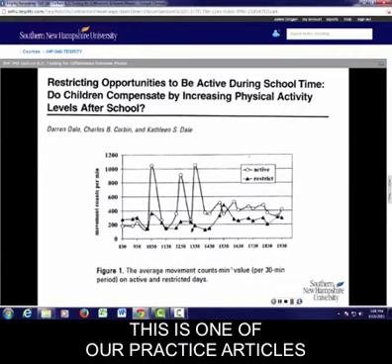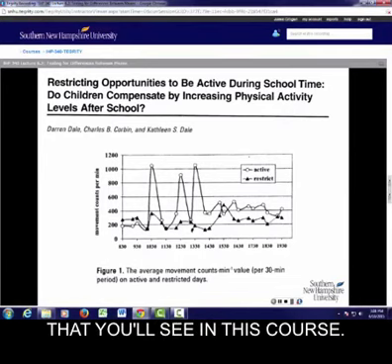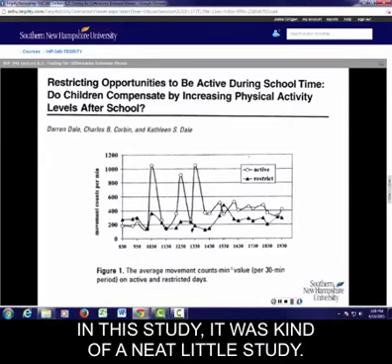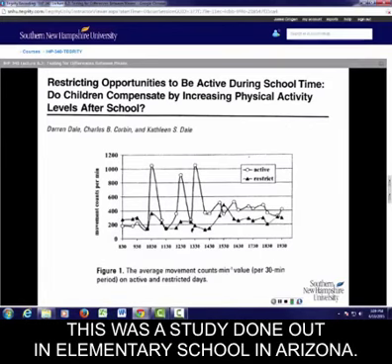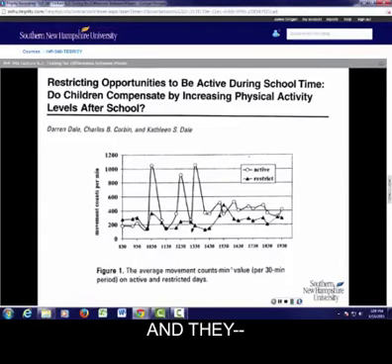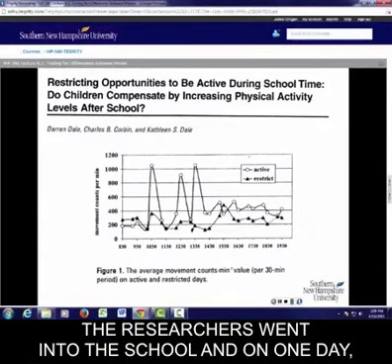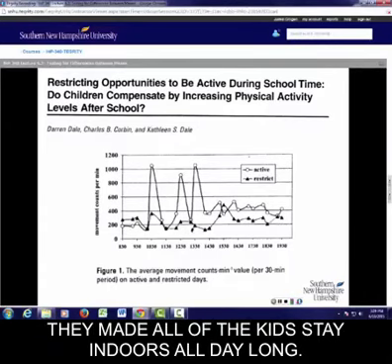Okay, here's an example. This is one of our practice articles that you'll see in this course. In this study, it was kind of a neat little study. They restricted opportunities to be active during the school day. This was a study done at an elementary school in Arizona. And the researchers went into the school, and on one day, they made all of the kids stay indoors all day long. They couldn't go out to recess.